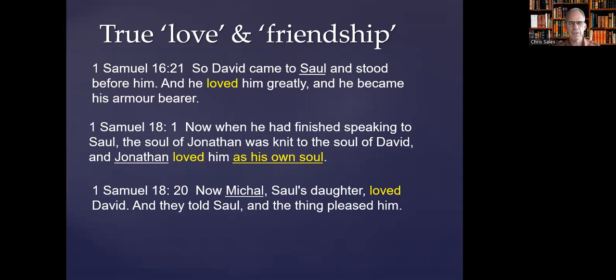It was so much deeper. There was a spiritual element to this. There was something in it that bound them together. And it was because God was at the center of their relationship. So which one of these loves endured?